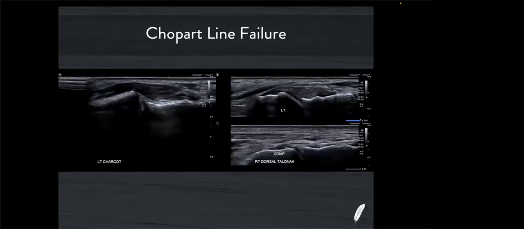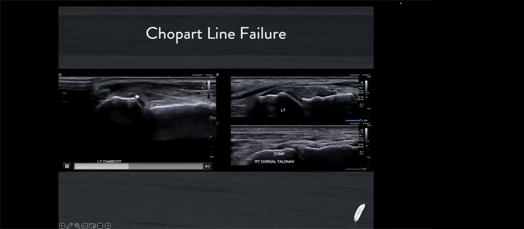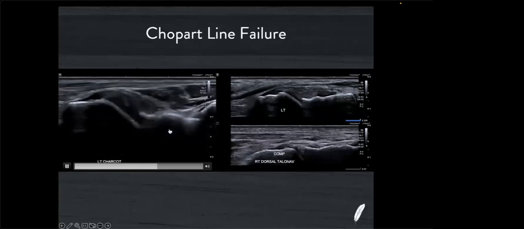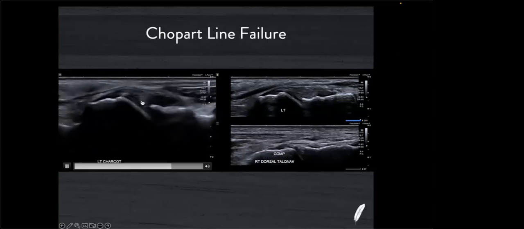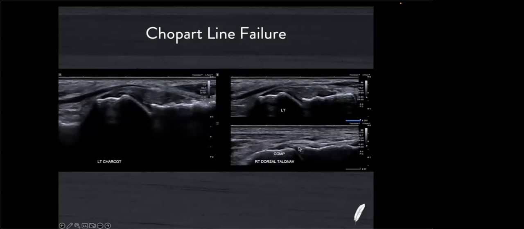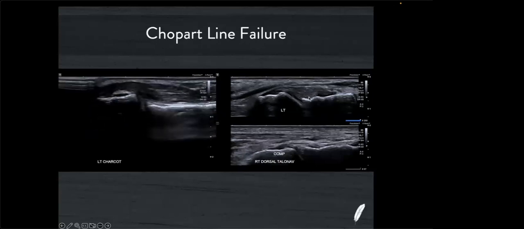So this is a Chopart line failure. And you can see if we look at the anterior tubercle here, you can see there's the avulsion fracture at the bifurcate ligament origin. And now if we go across the foot to the dorsal talar-navicular, when we arrive here, we can see this looks very soggy and swollen as well. In fact, if you compare it over here, there's the symptomatic side with the asymptomatic side. You can see there's been a significant injury, perhaps not a complete failure, but a high-grade strain of that dorsal talar-navicular ligament.